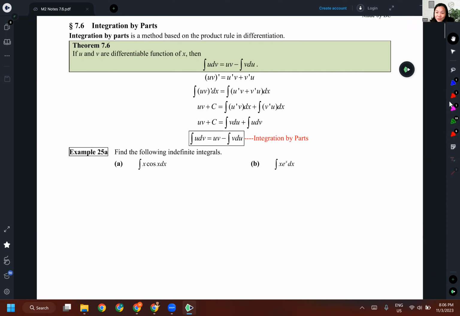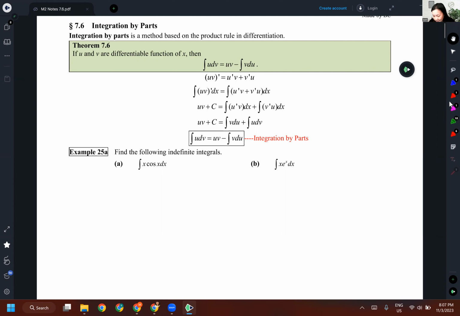Anyway, we're moving forward very slowly. Look at this new lesson. It's called integration by parts. It says that integration by parts is a method based on the product rule of differentiation.